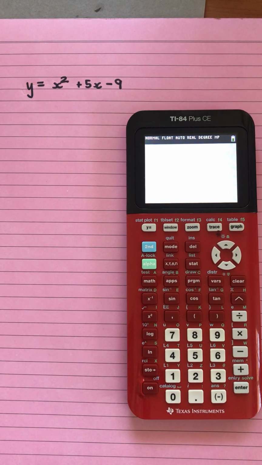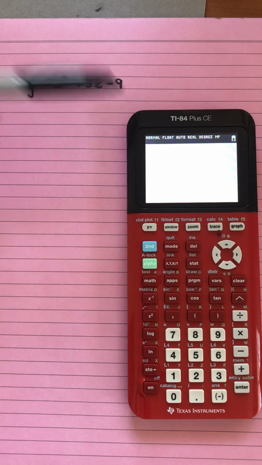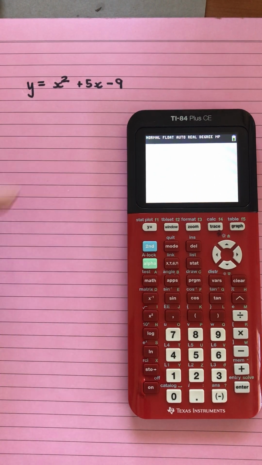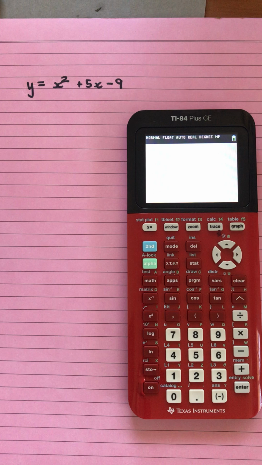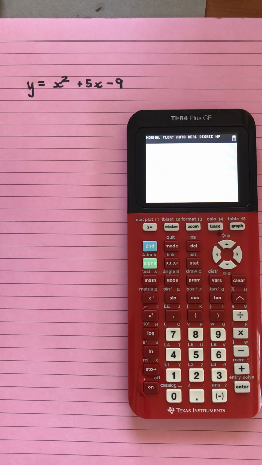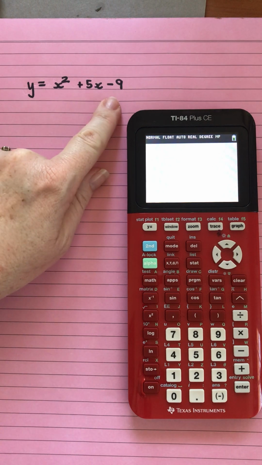In this video, we're going to have a look at how to graph a quadratic function on the TI-84 Plus CE. This is the same method that you would use on a TI-84 Plus or TI-84 Plus CE Python, TI-84 Plus Silver Edition. So same process on the different TI-84 Plus calculators. Firstly, we're looking at the function that we have here, x squared plus 5x minus 9.